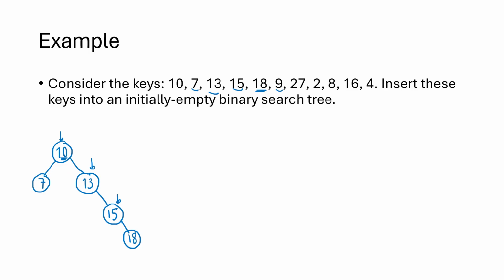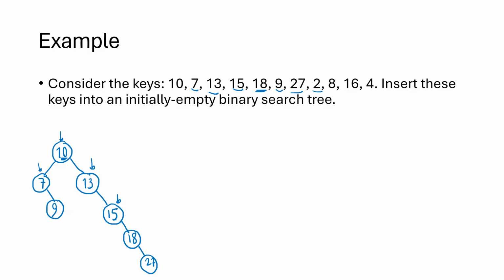Then the next value is 9. If you compare 9 with the root, 9 is less than 10, so it has to go to the left side. Now the next value is 7. 9 is greater than 7, so it has to go to the right side of 7. So that's where we insert 9. Then we have 27, greater than 10, greater than 13, greater than 15, greater than 18. So 27 goes all the way here.